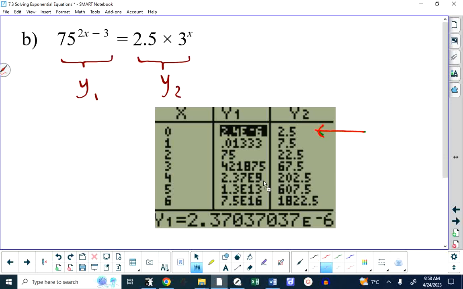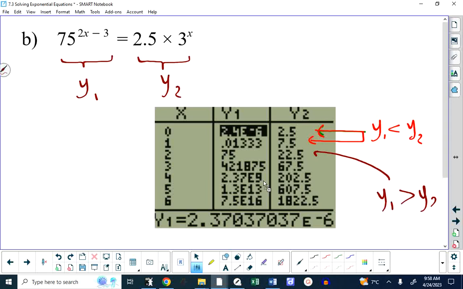when x is 0, y1 is smaller than y2. And when you take a look here, y1 is still smaller than y2. But all of a sudden, when you reach this point, y1 is bigger than y2. They've switched. And if you think of things graphically, the only way y values can switch is if the graphs cross each other. So we're looking at a solution here someplace between 1 and 2.